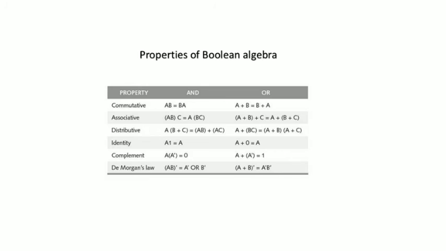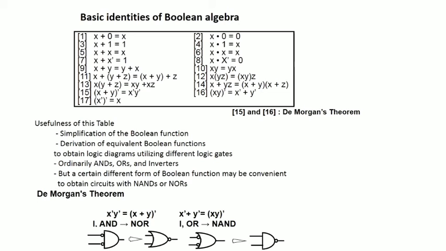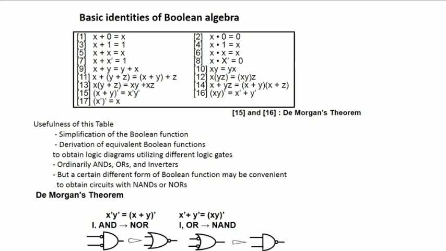The properties of Boolean algebra are commutative, associative, distributive, identity, complement, and De Morgan's law. Here the combined formulas are presented. We say x is the variable here; you may assume any other variable. If x plus 0, the answer is x. x plus 1, the answer is 1. In this way, the Boolean expressions are given which we want to implement for simplification of any logic expressions.